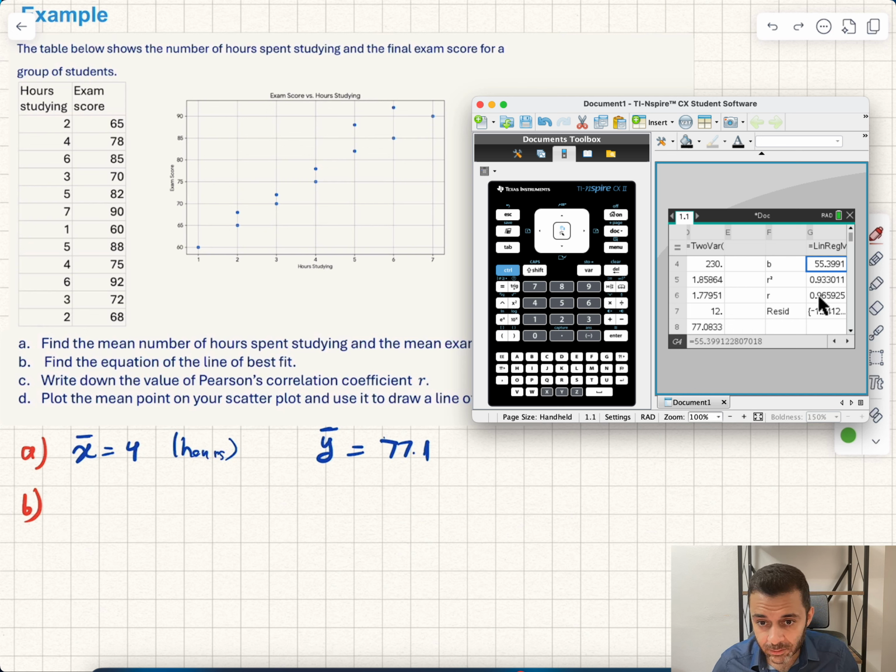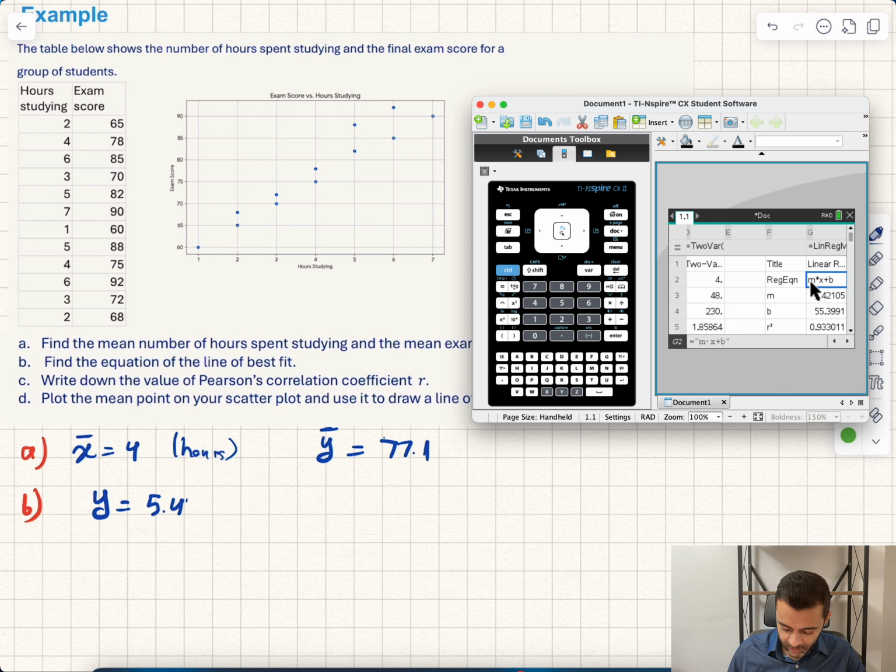So here, as you see, we have the information. This is the linear regression line mx plus b. As you see, m, or the gradient, is 5.42. So I will write now, the line would be y equals 5.42x. The gradient m is 5.42 multiplied by x, plus the y-intercept b is, as you see, 55.4 to 3 significant figures. So this is the regression line.